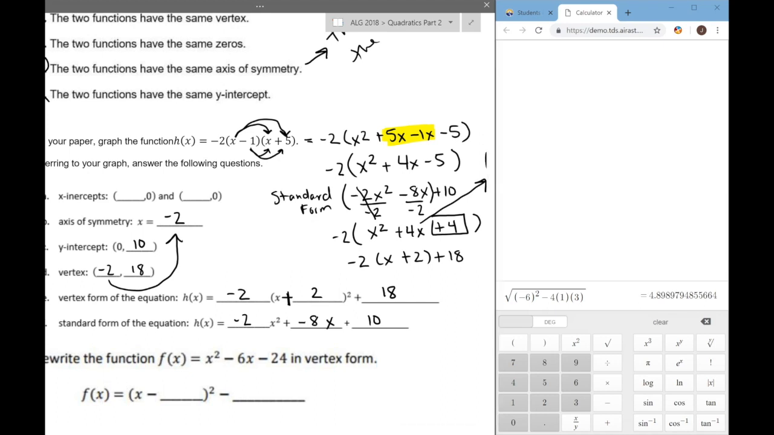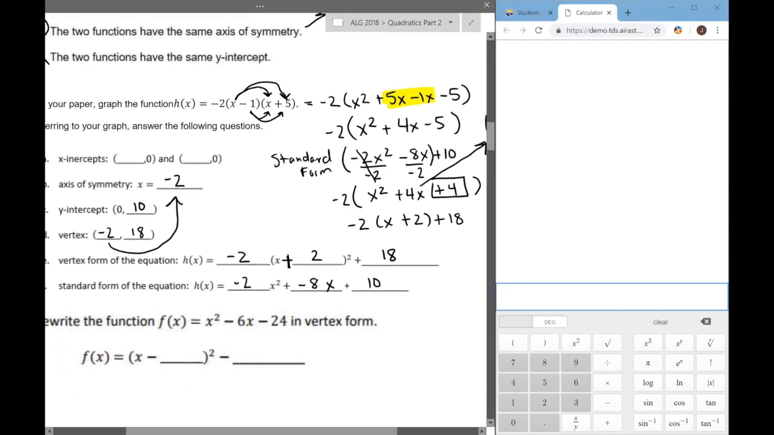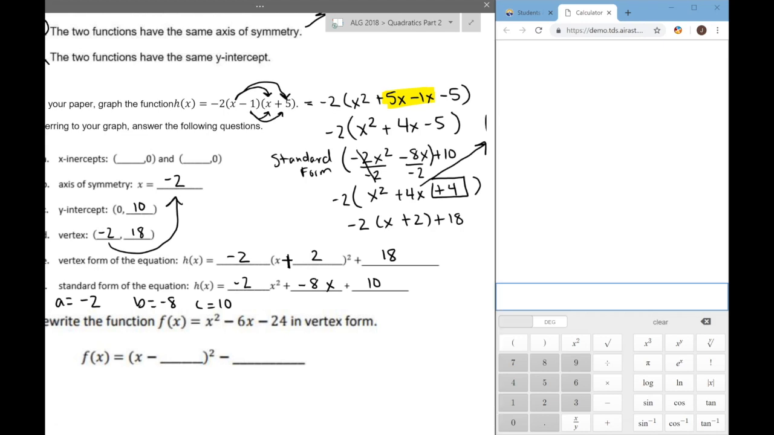Remember, the x-intercepts are found easily by using this calculator. So I'm going to clear the calculator right now. Okay, and we're going to use that quadratic formula. So the first thing we need to do is identify your A, your B, and your C. So A is negative 2, B is negative 8, and C is 10. Okay, if you don't remember the formula, it's negative B plus or minus the square root of B squared minus 4AC, all over 2A. So that formula looks like this.